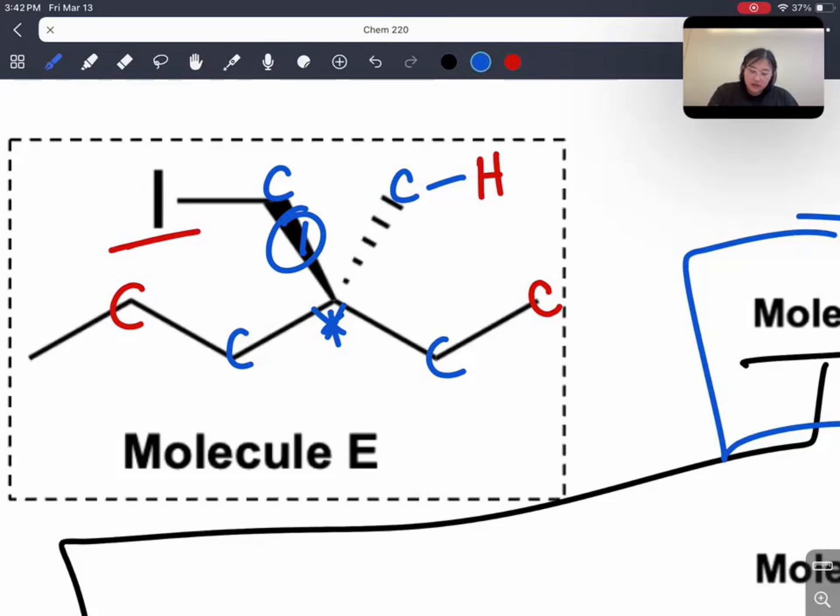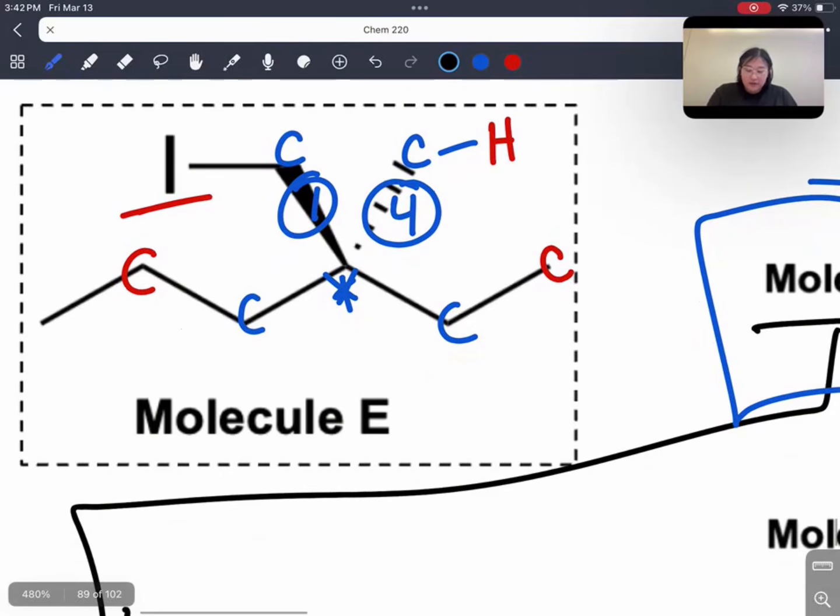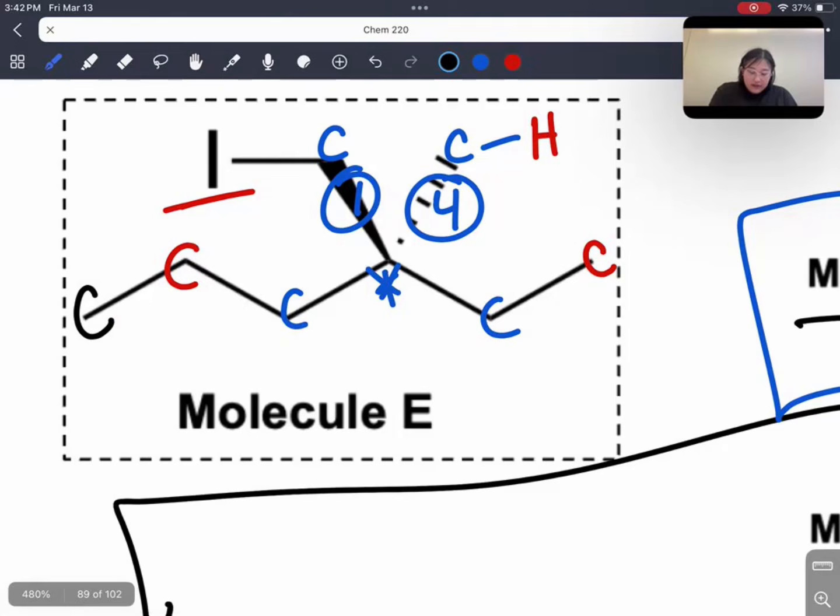H has a lower atomic number than anything else, which means that this methyl group would now be the lowest priority. So we're going to assign it number four. Now we continue on looking at the bottom two. On the left side, our next atom is a carbon, but on our right side, our next atom is an H. And so C has higher priority than H, and therefore our propyl group will have priority number 2, and our ethyl group will have priority number 3.